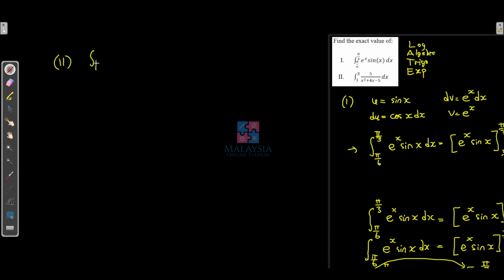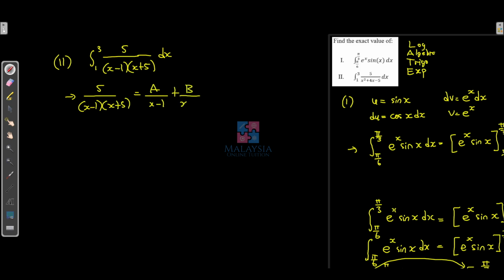So what we can start with is 1 until 3 integration. 5 over, when we integrate, what do we get? x and x, 5 and 1. So this is plus, this is minus. So actually, this is a case of partial fraction integration. Okay, so the first step is for us to do the partial fraction. So we have two linear factors here. So we can say A over x minus 1 plus B over x plus 5.